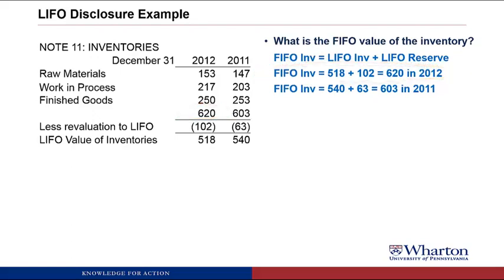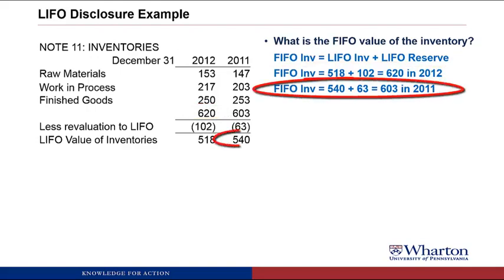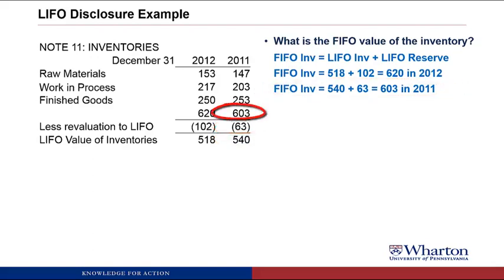Similarly, in 2011, you would take the 540, which is the LIFO value on the balance sheet, add the LIFO reserve of 63 to get 603 as the FIFO value. So notice you actually get the FIFO value of inventory disclosed here in the footnote. They just haven't labeled it as such.